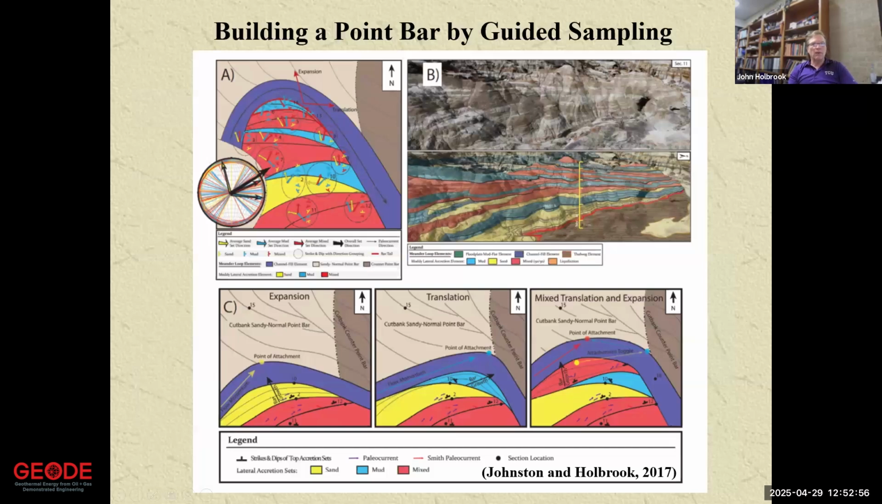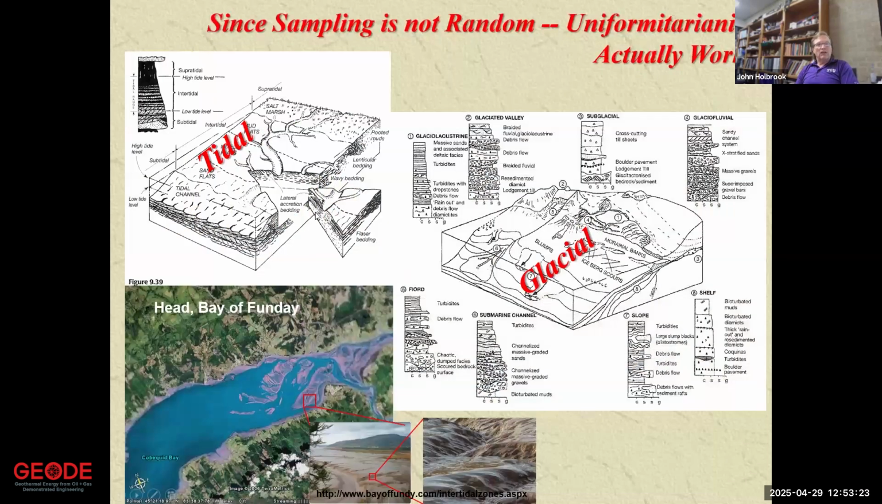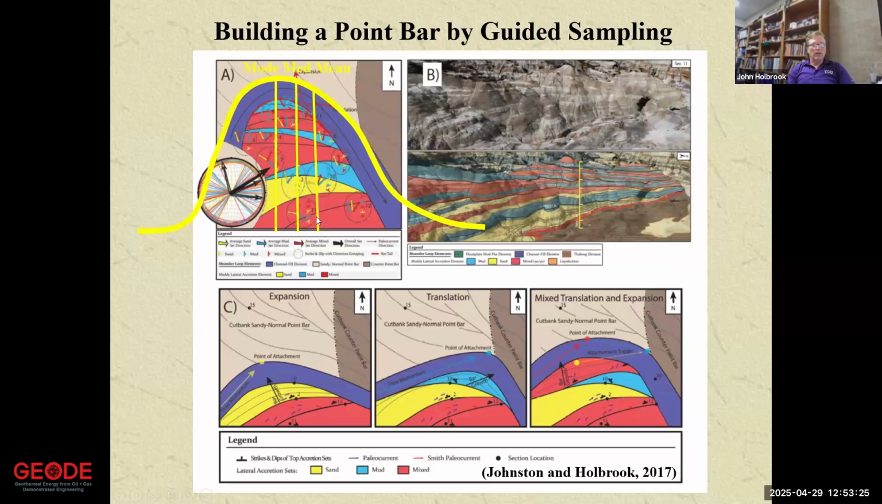Okay, so this is an example of a point bar. As it's built, you're creating a very heterogeneous reservoir. It's got mud drapes, it's got sand drapes, and they alternate with each other. In this particular case, they're coming from specific accretion events as the bar grew, and eventually it's making a bar with a distinguishable shape, made up of a collection of these samples. So that's okay. Go ahead.